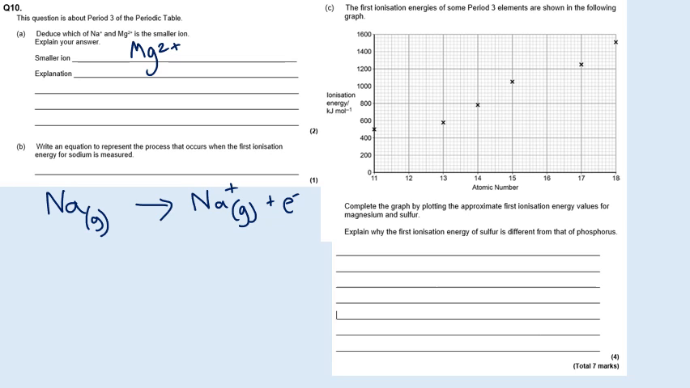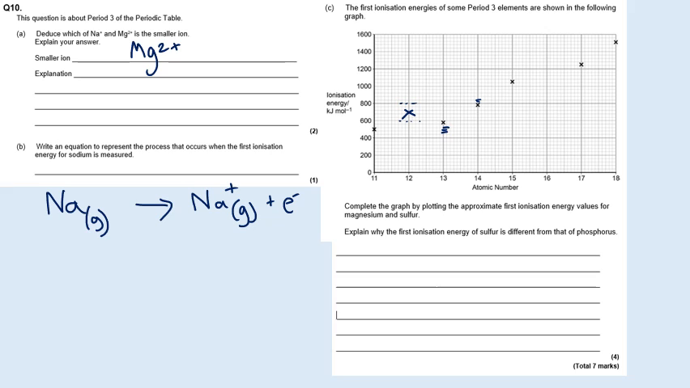The first ionization energies of some period 3 elements are shown in the following graph. Complete the graph by plotting approximate first ionization values for magnesium and sulfur. So magnesium and sulfur, right. We know that magnesium is going to be above sodium and it's going to be above aluminium. So there's a temptation here to put it there for the general trend, but no, we know that there is a blip, so it has to be above this value but below this value. Okay, so it has to come in this range here. Anywhere in that range there is correct.